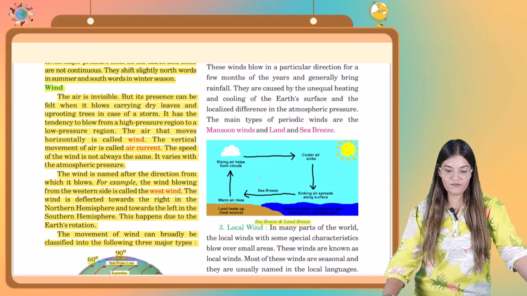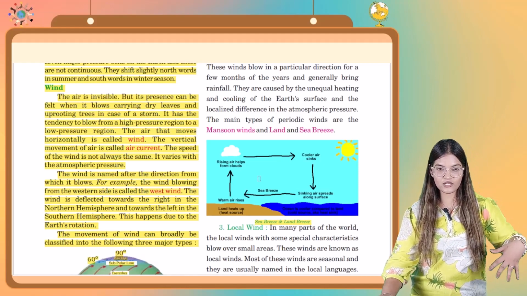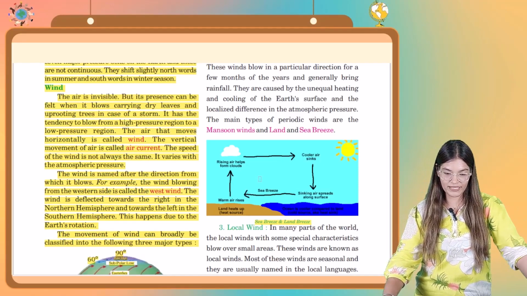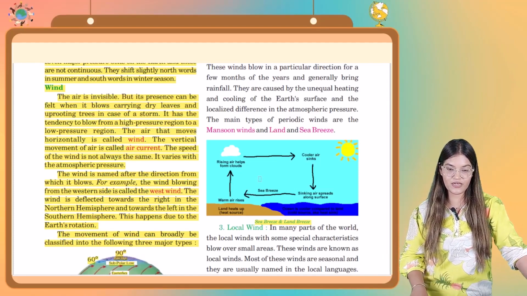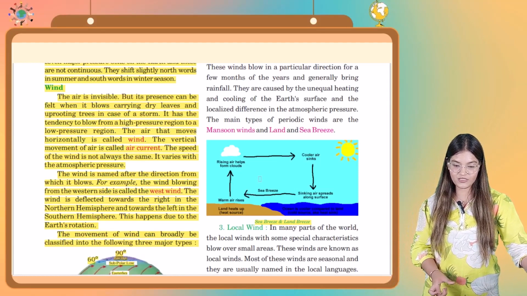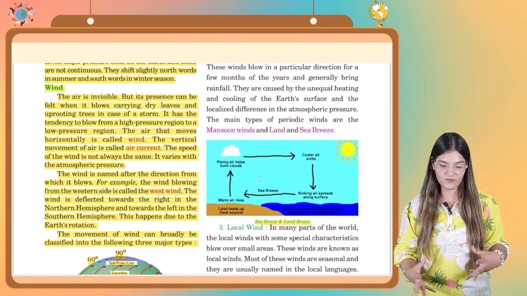The speed of the wind is not always the same. जो उसकी speed रहती है हमेशा same नहीं होती. It varies with the atmospheric pressure. The wind is named after the direction from which it blows. For example, the wind blowing from the western side is called the west wind. मतलब western side से आ रही है तो हम उसको west wind बोलेंगे. The wind is deflected towards the right in the northern hemisphere and towards the left in the southern hemisphere. This happens due to the earth rotation. ये सब earth rotation की वजह से हो रहा होता है.